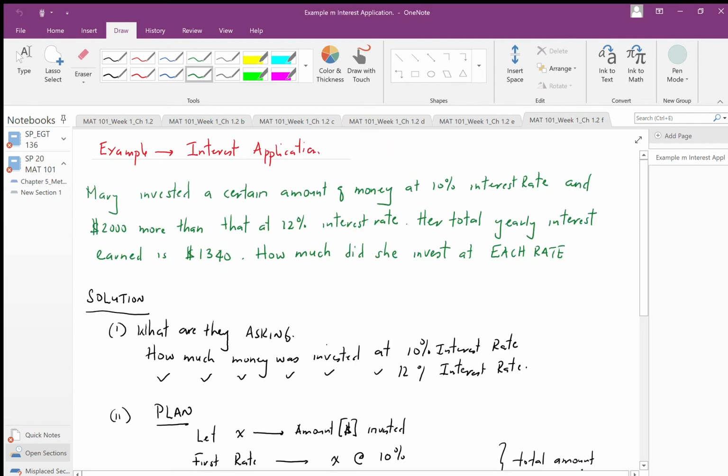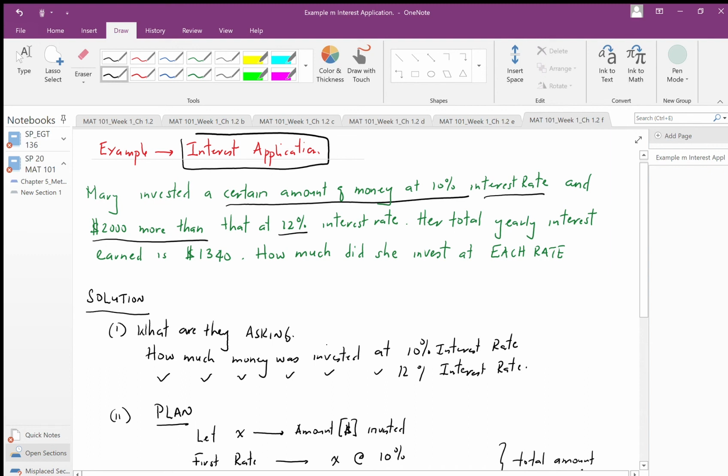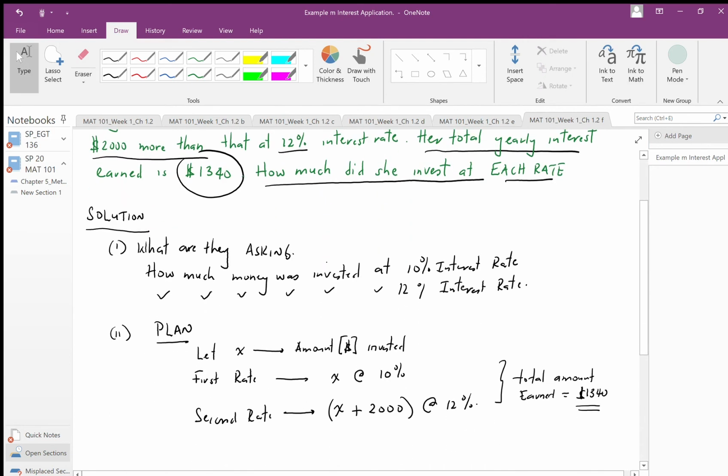And last, let's look at an interest problem. Okay. Mary invested a certain amount of money at 10% interest rate and 2,000 more than at 12% interest rate. Her total yearly interest earned was about $1,340. How much did she invest at each rate? Okay. So the question is asking us, how much money was invested at 10% interest rate? How much money was invested at 12% interest rate?